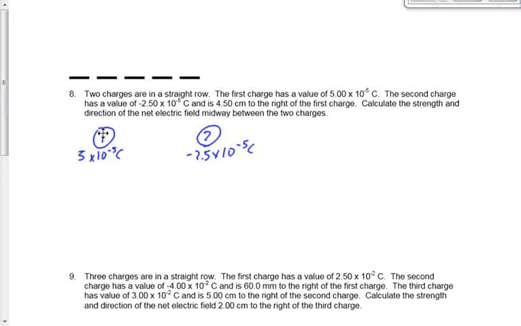So that makes that point in the middle where we're trying to find the field strength, midway between, this distance 0.0225 meters, right? 2.25 centimeters. And this one is also going to be 0.0225.